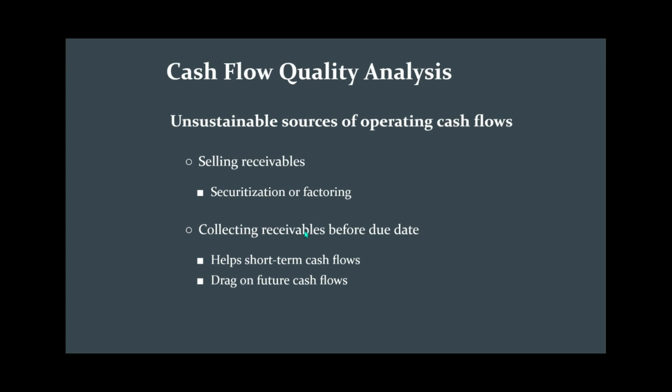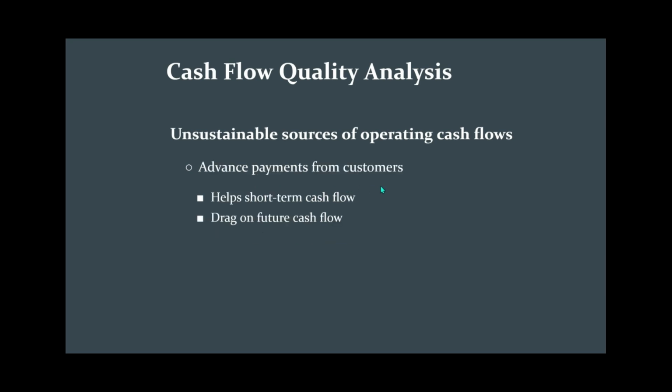Selling receivables. Companies sometimes sell receivables through things like securitization or factoring, where they sell the receivables to another company who pays them the cash upfront, typically at a discount to the total receivables that they would receive. Again, this is not a sustainable source of operating cash flows. The company is basically collecting receivables before they are due, and while it will help in short-term cash flows, it's a drag on future cash flows, as the company cannot keep selling receivables. That's not a sustainable way to generate operating cash flows.